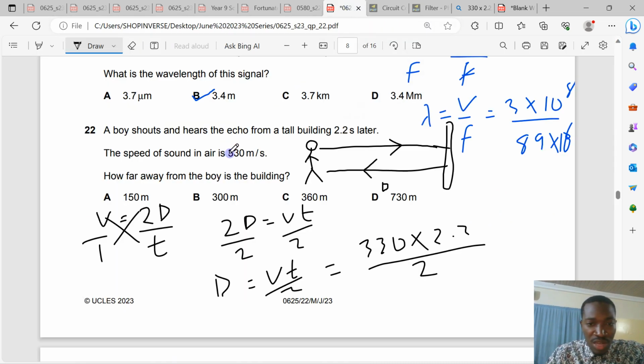Since all the values are written to two significant figures, you won't write 363, you write it to two significant figures. 363 to two significant figures will be 360.